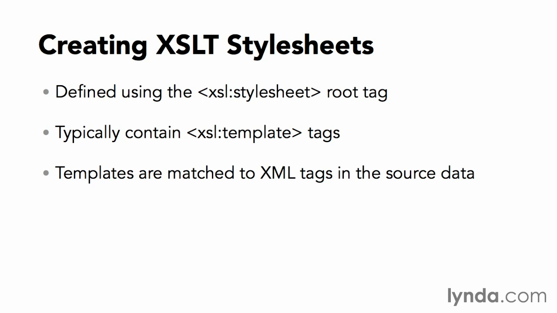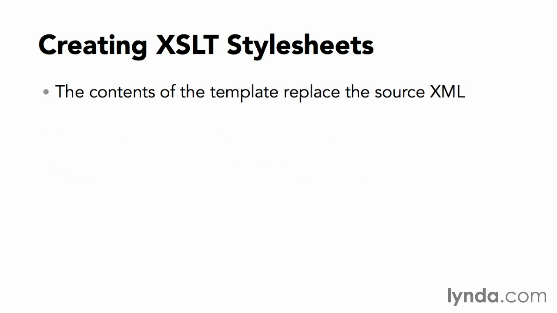Templates are then matched to XML tags in the source XML data. So you have a source XML file, the template is applied against it. The template then figures out which one or more than one of the XML elements in the source data that it applies to, and then the template does its work. Usually, the contents of the template replace the source XML and transform it into whatever the output XML is.